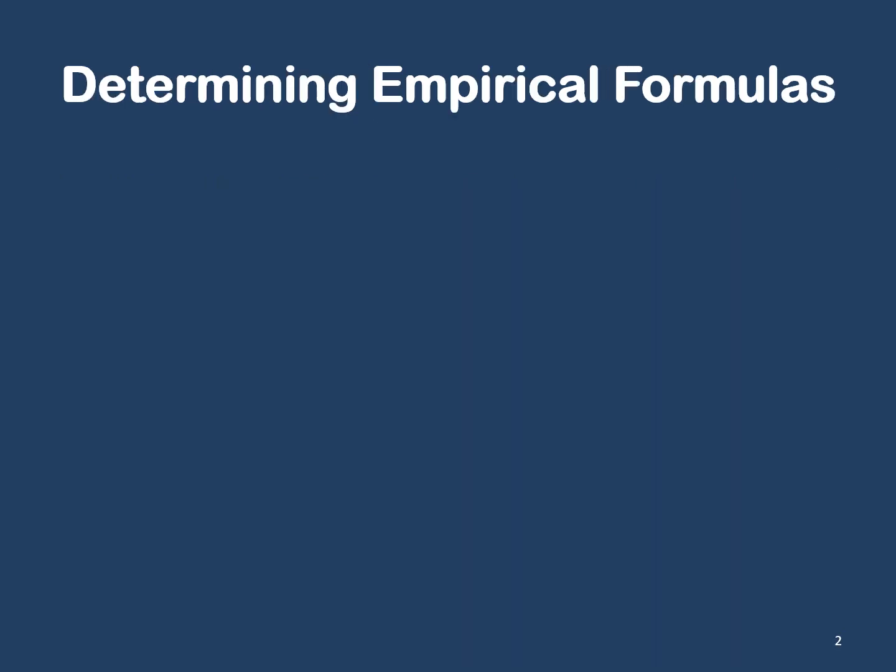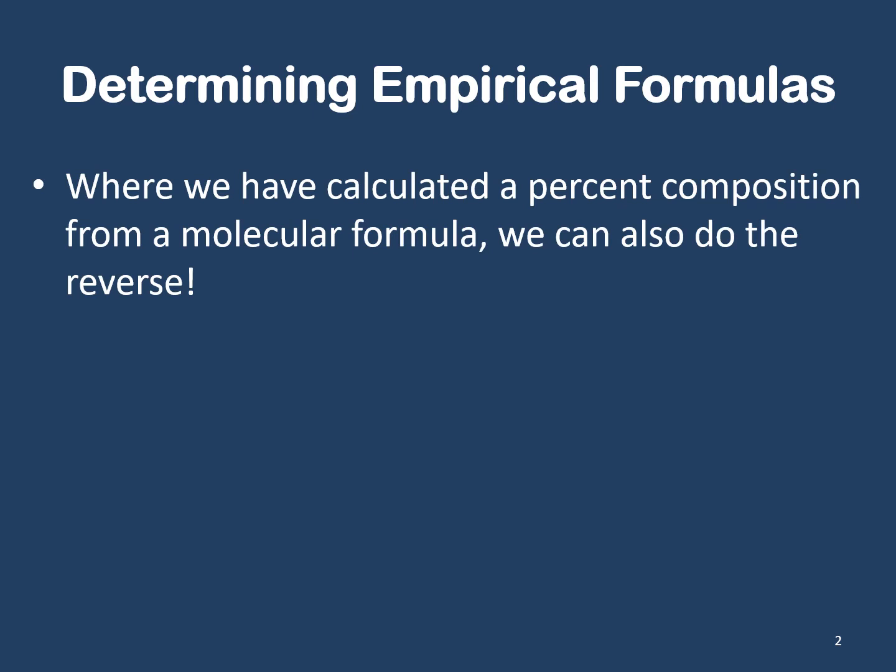So let's talk about how to determine an empirical formula from, specifically, percent composition, which is a topic we talked about in the last lecture video. So we can calculate percent composition from a molecular formula, as we saw in the last lecture video. However, we can also do the reverse. If I'm given percent compositions, I can determine the empirical formula for my compound.